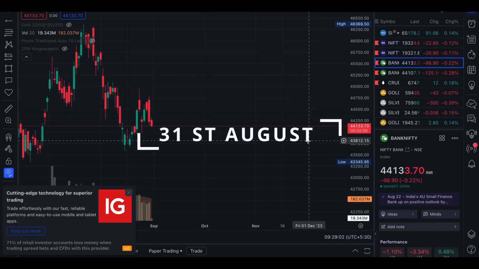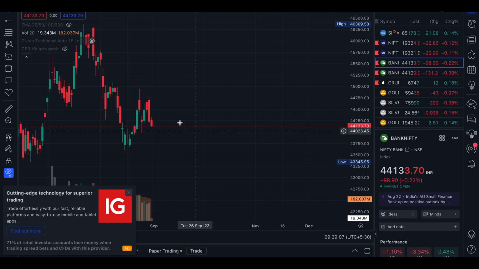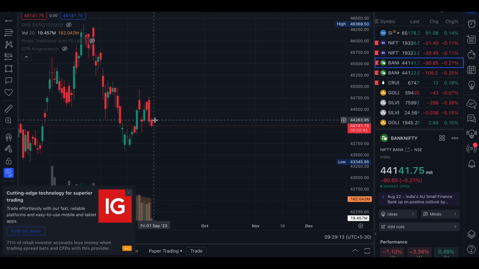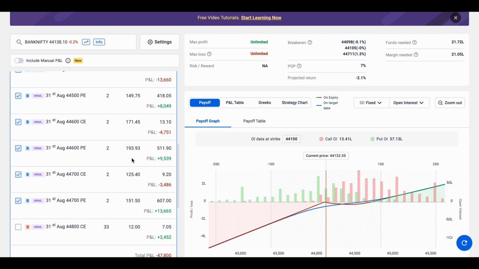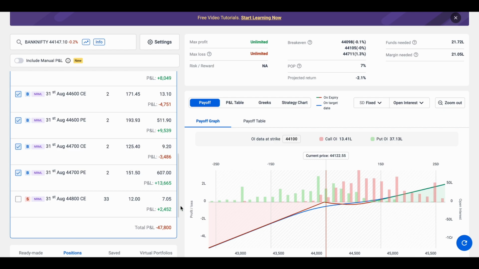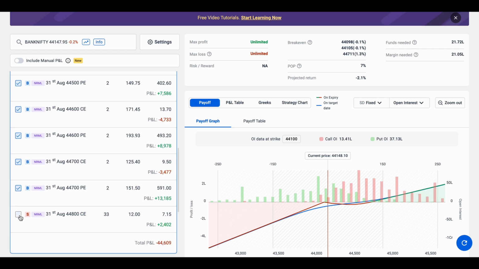Status update of 31st August, and this is expiry day. As you can see, the market is still going down, even though it opened a little bit up. Because of that, our call sell premiums are very low, around 7 rupees only. So we are going to do our adjustment again today. So let's do that adjustment.